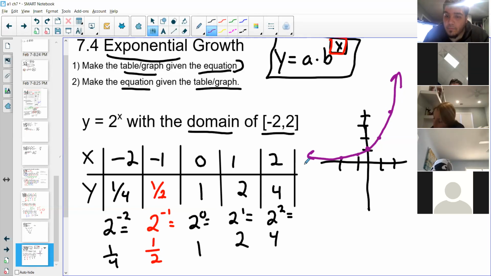Should you eliminate the graphing part? No, get used to it. Get used to graphing.